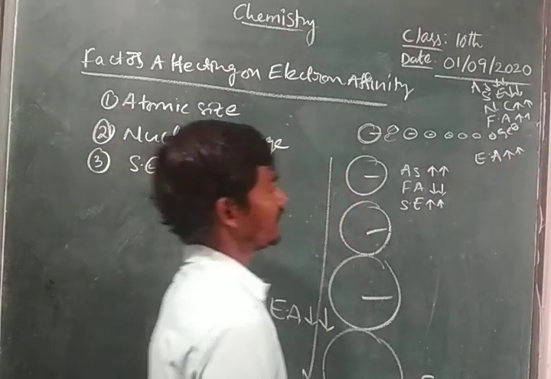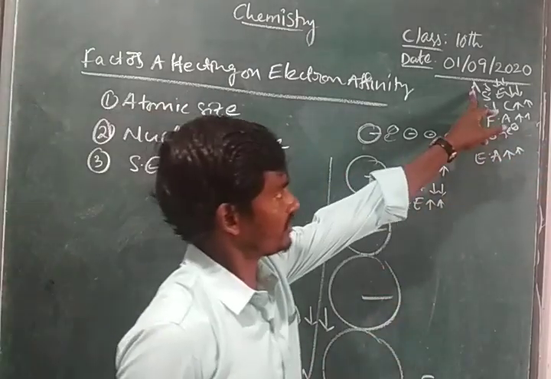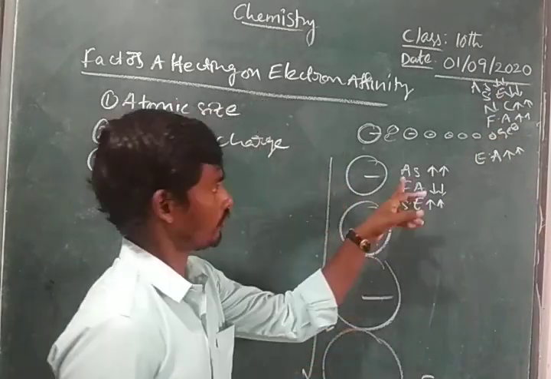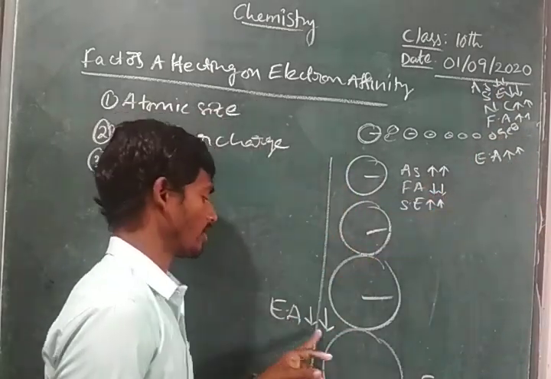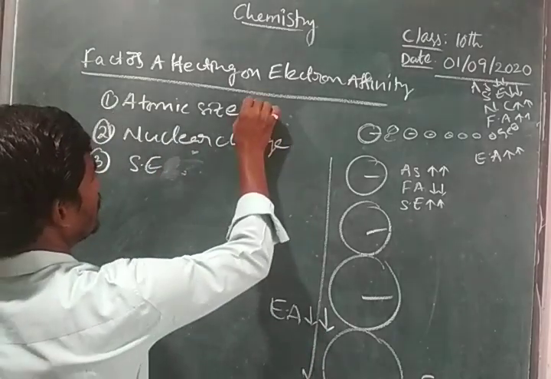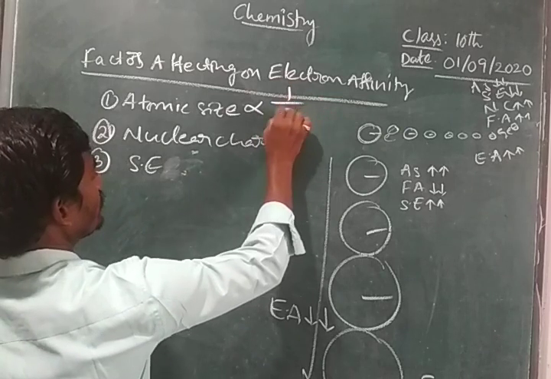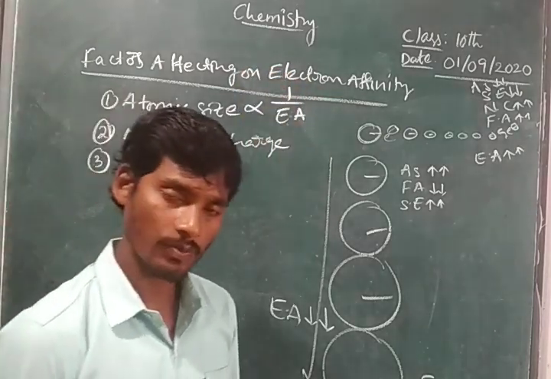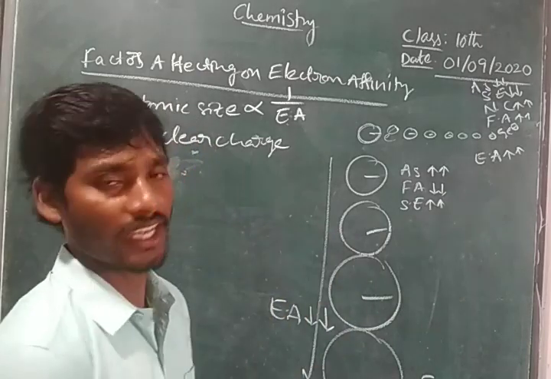If the atomic size decreases, electron affinity increases. If the atomic size increases, electron affinity decreases. That's why atomic size is inversely proportional to electron affinity.